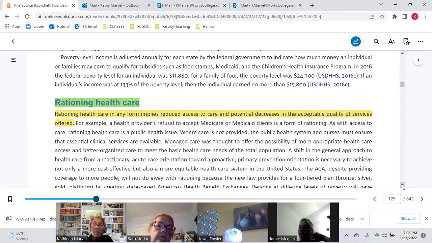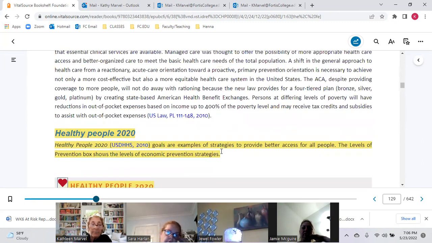And then the other factor is rationing of healthcare. We don't really want to think about that, but what is it? It implies reduced access to care and potential decreases in resources and acceptable quality of care. But that is part of it.